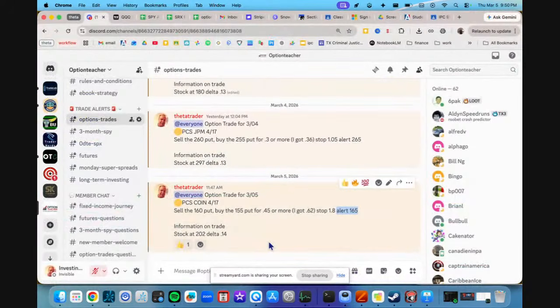And then if it doesn't hit the alert price, I just let it expire personally. Some people will close it out a little earlier. And if it hits the alert price, then you either just stop out on it. You don't necessarily lose here. So if it just touches 165 and there's a day before expiration, you might still be able to close it out for less than what you sold it for.